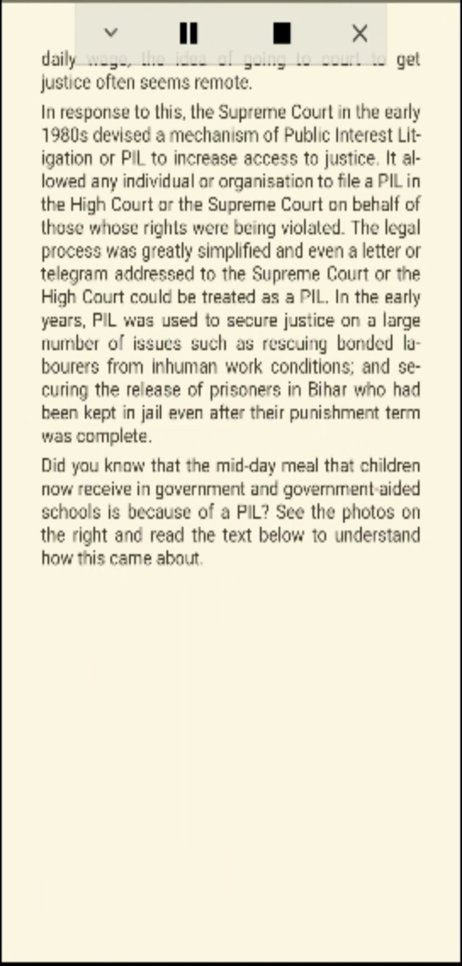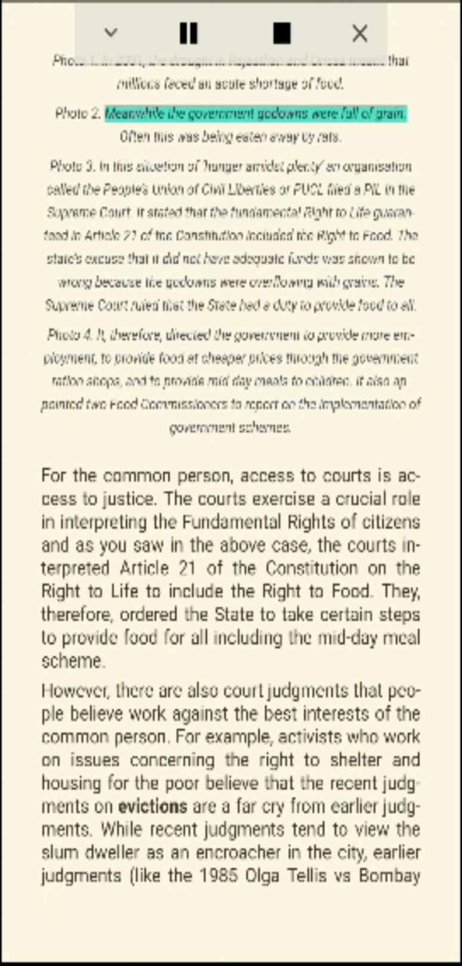Photo 1. In 2001, the drought in Rajasthan and Orissa meant that millions faced an acute shortage of food. Photo 2. Meanwhile, the government godowns were full of grain. Often this was being eaten away by rats. Photo 3. In this situation of hunger amidst plenty, an organization called the People's Union of Civil Liberties or PUCL filed a PIL in the Supreme Court.